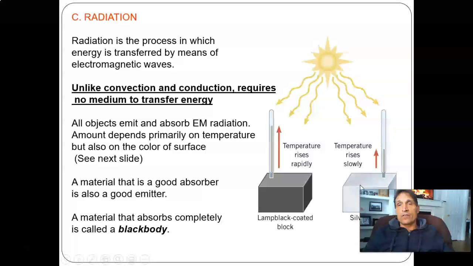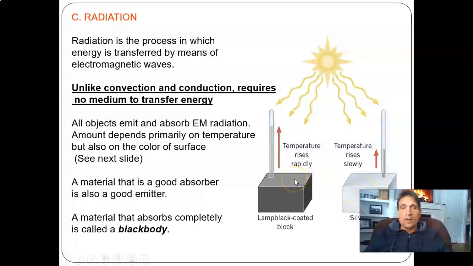Right? Reflective surfaces are poor absorbers and they're poor emitters. And a material that absorbs completely is called a black body. Black is absorbing.